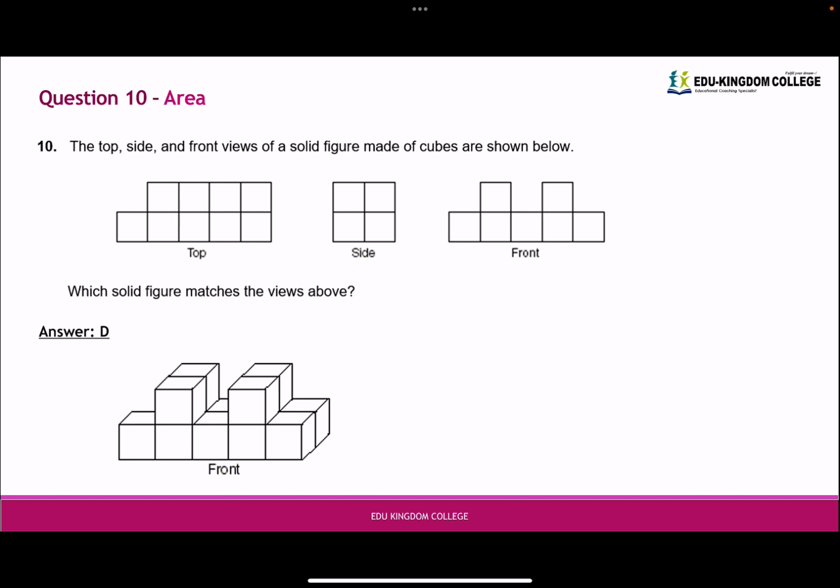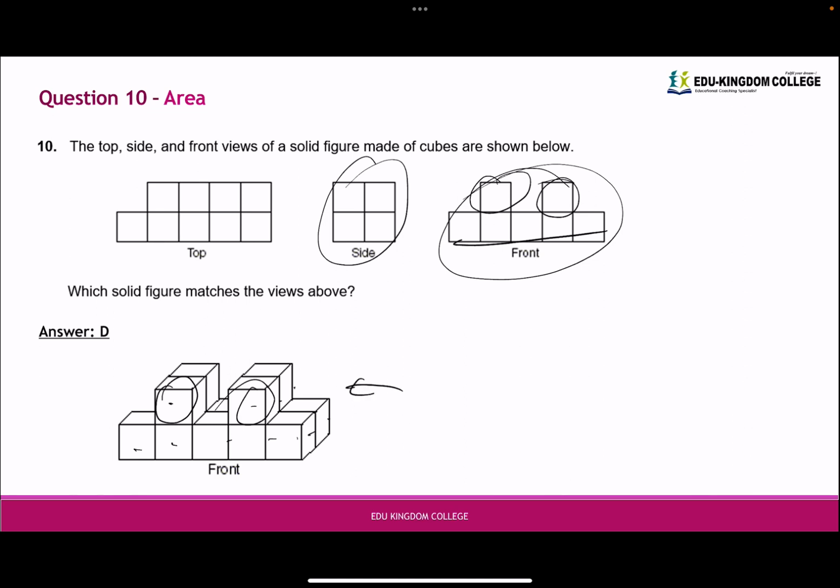Now, question 10 was pretty straightforward. I didn't have enough space to put all the answers here, but I'll go through why option D is the correct answer. So all the answers were pretty similar in terms of side and front. So the front matches. We got 5 on the bottom, and then 2 in between on the top. And then if we look at it from the side, it's going to give us 4. It's going to be 2 across and then 2 up, so it's going to be correct.